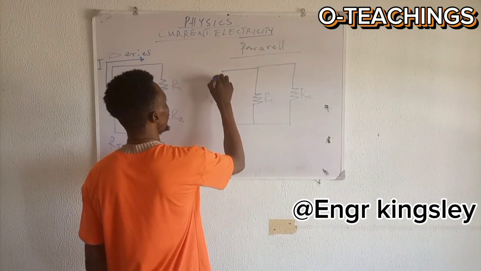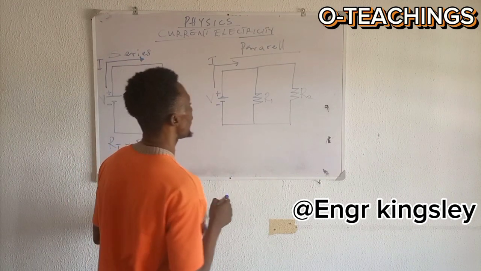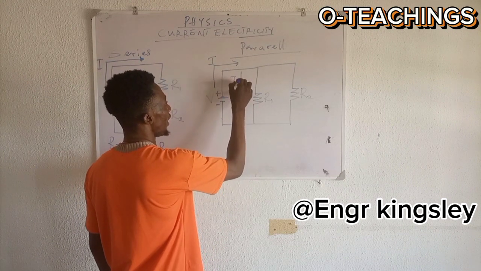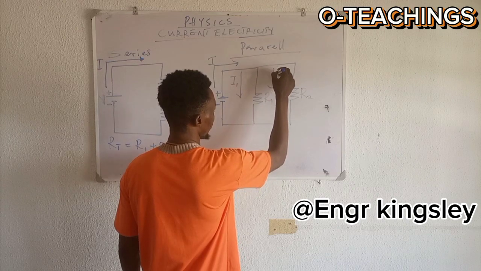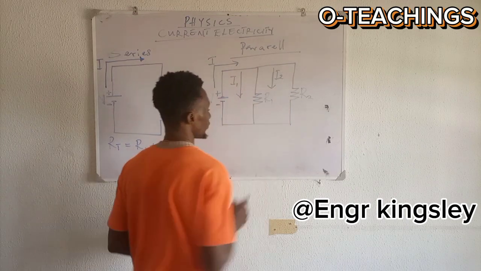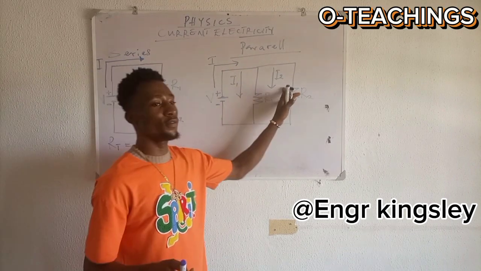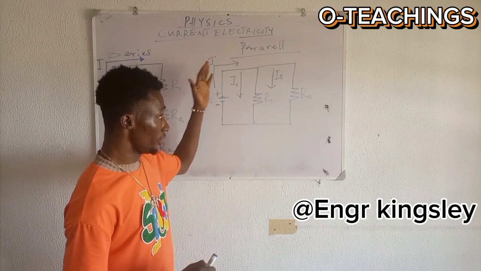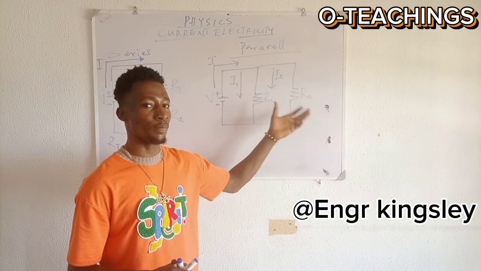And current is flowing from the positive terminal. You discover that current is flowing through this side. You have the I1, and current is flowing through this side. You have the I2. The amount of current the R1 receives is different from the amount of current the R2 receives. Why? Because the resistors are arranged in parallel.